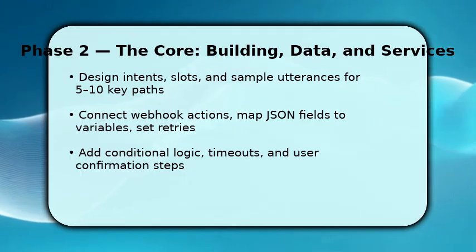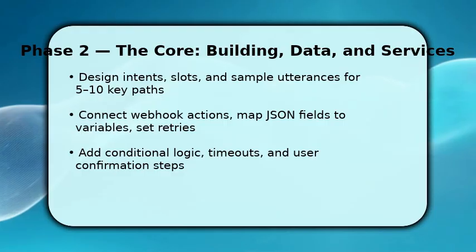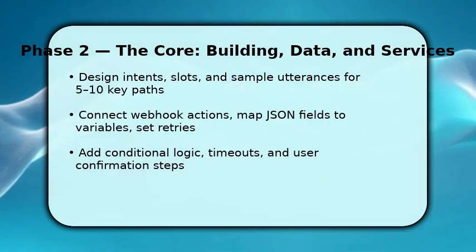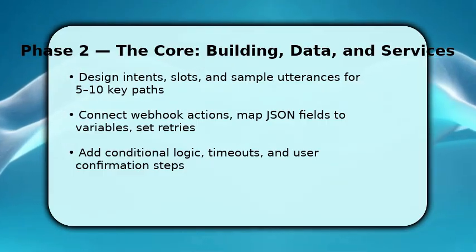Make sure to handle nonces, auth headers, and retries for transient failures. Implement conditional branches and timeouts so the bot can ask for clarification or escalate when needed. As you progress, test each node with the sample payload to catch issues.